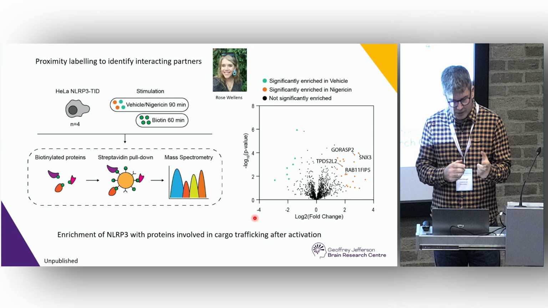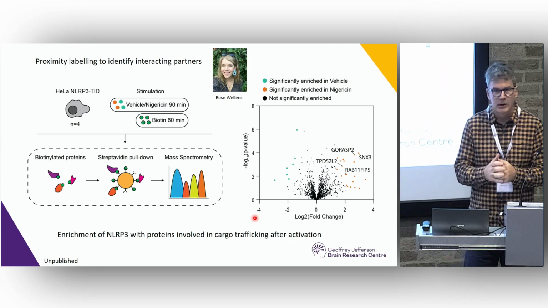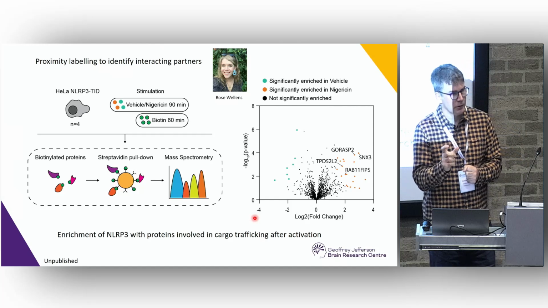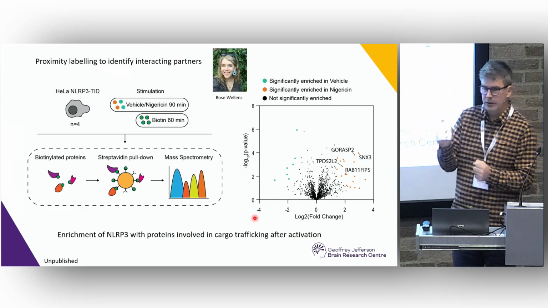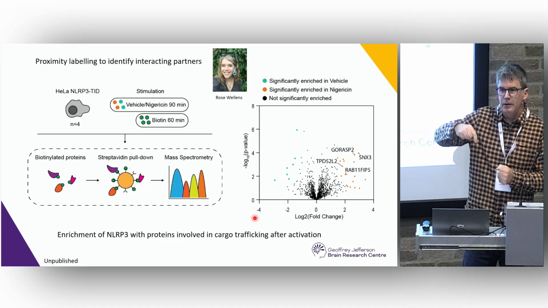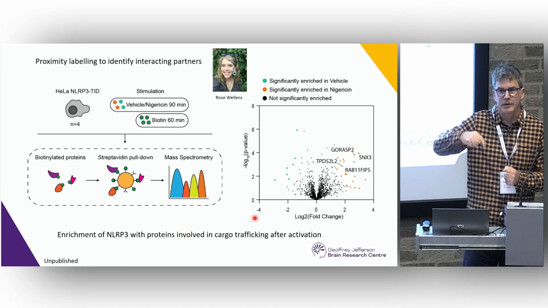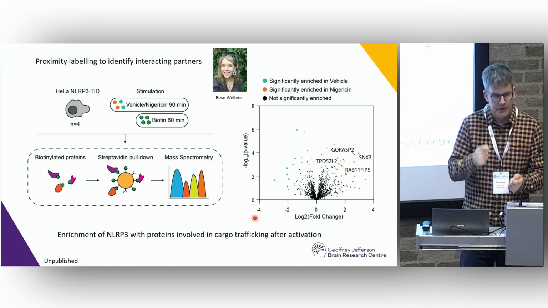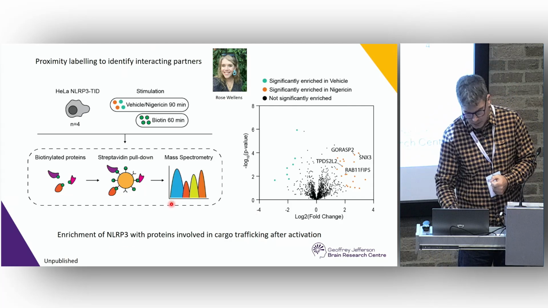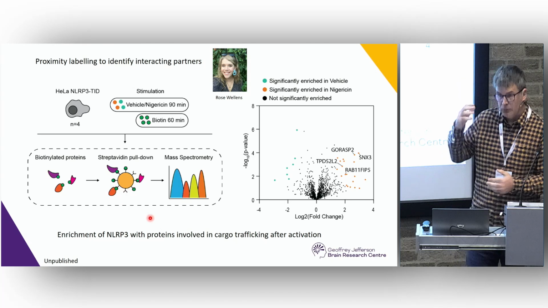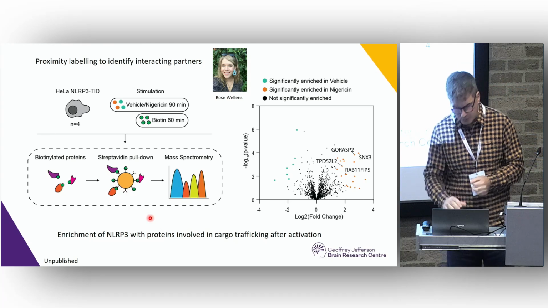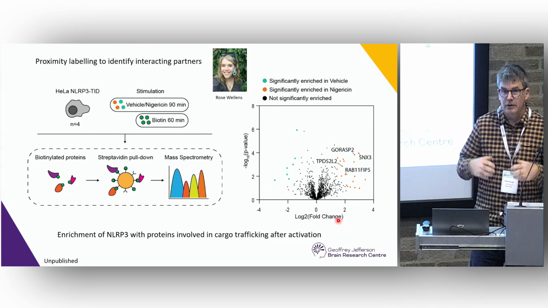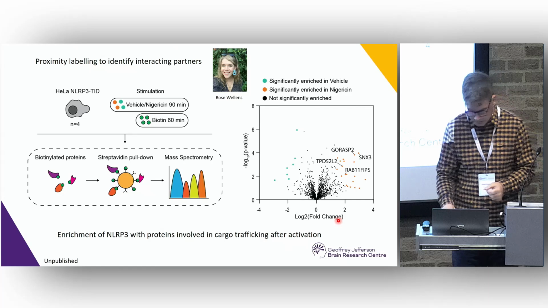To attack this, Rose has been doing some proximity labeling. So Rose has expressed NLRP3 bound to a protein called TurboID, which is a biotin ligase. That means when we add biotin to the cell, this enzyme will biotinylate any proteins that interact with NLRP3 or are in close proximity. So we looked at conditions of rest and NLRP3 activation. We added biotin. We then did a streptavidin pull down and analyzed the hits by mass spectrometry, and we found a number of proteins that were significantly enriched that are involved in cargo trafficking inside cells.